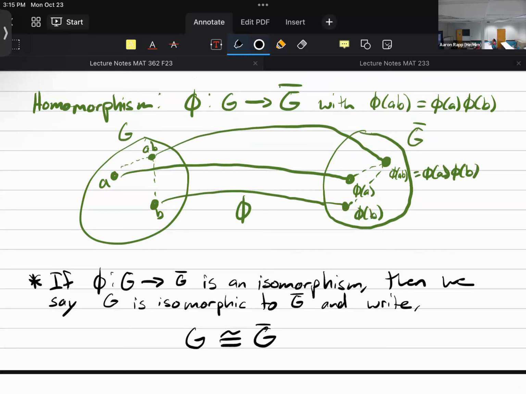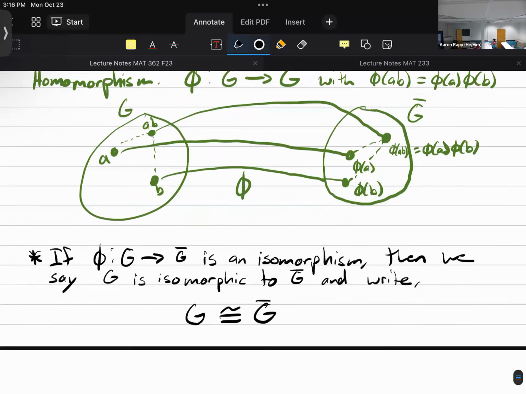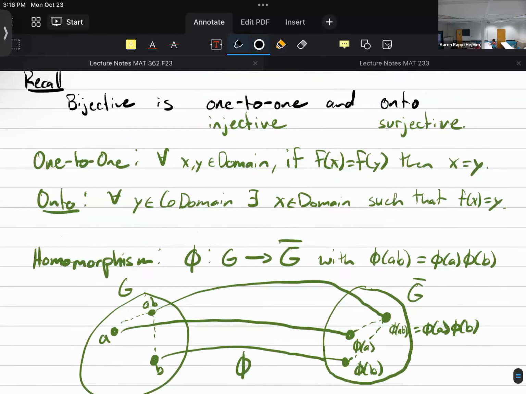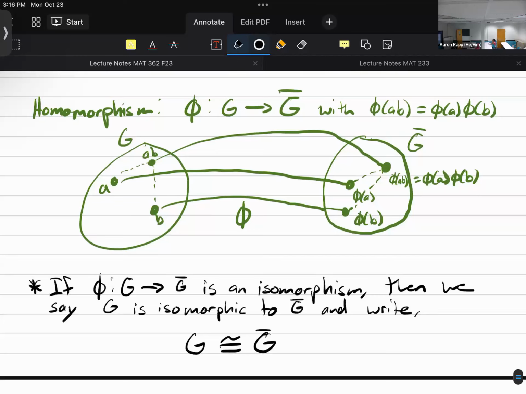So then, how do we show two groups are isomorphic? Well, there's no opposite way. What do we require? If there's an isomorphism, then we say the two groups are isomorphic to each other, meaning they have the same form. But to be able to claim that, what do I need? What is the hypothesis in that statement that I just need to start?